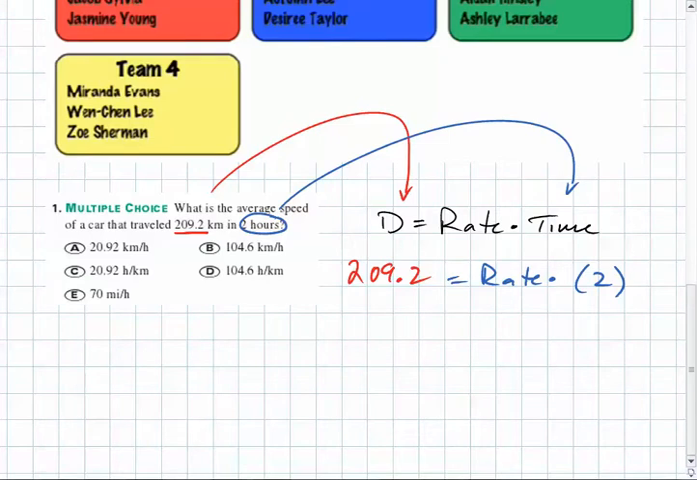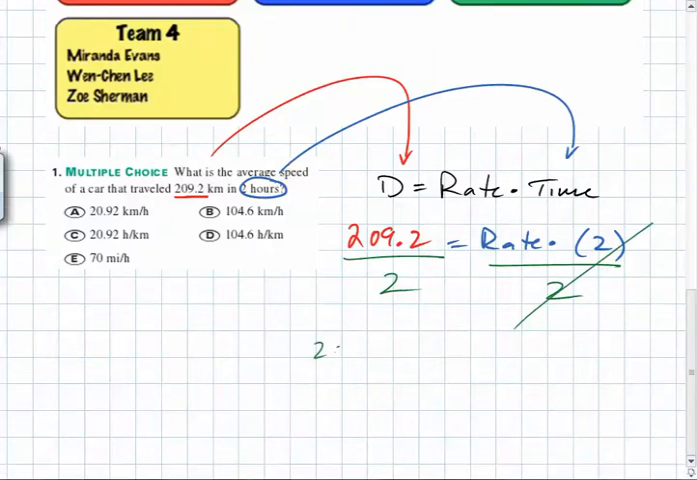You divide distance by 2, but you also divide what by 2? You divide both sides by 2 is what I'm looking for. What you do to one side of an equation, you have to do to the other side. So what cancels on the right-hand side? What goes away on the right-hand side of that equation? The 2's go away, and you're left with 209.2 over 2 is equal to the rate. So now you need to do a division.